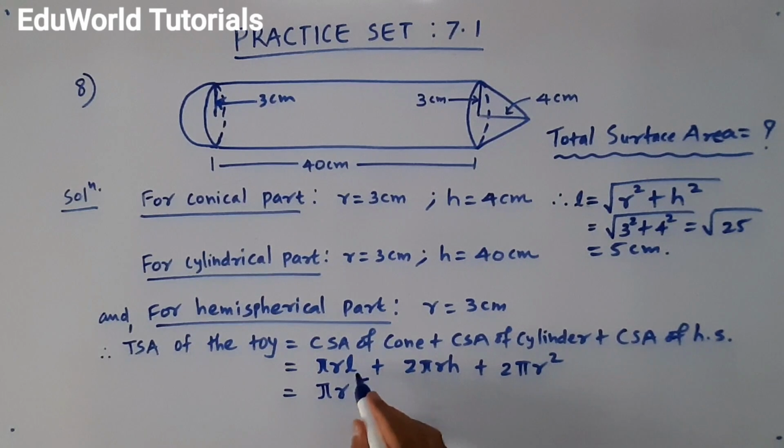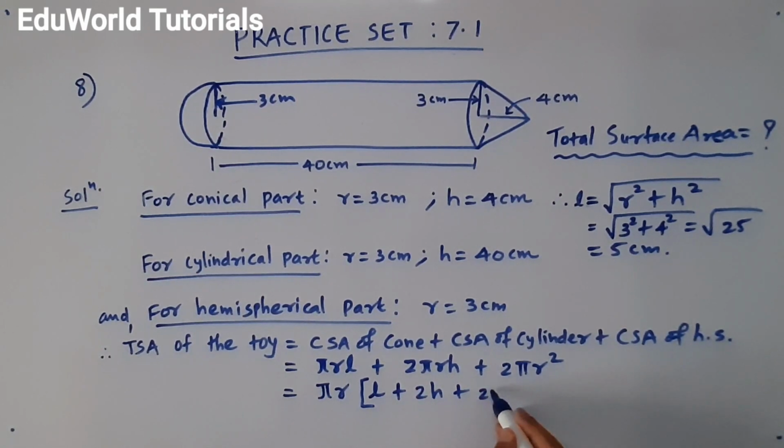Okay, and then the uncommon things in every term. Here it is L in the first term, plus here it is 2H, and here it is 2R. So we took pi r common from all these three terms. If you remove pi r from pi r L, L is left inside. If we take pi r common outside, 2H remains inside. If you take pi r common here, then 2R remains inside.